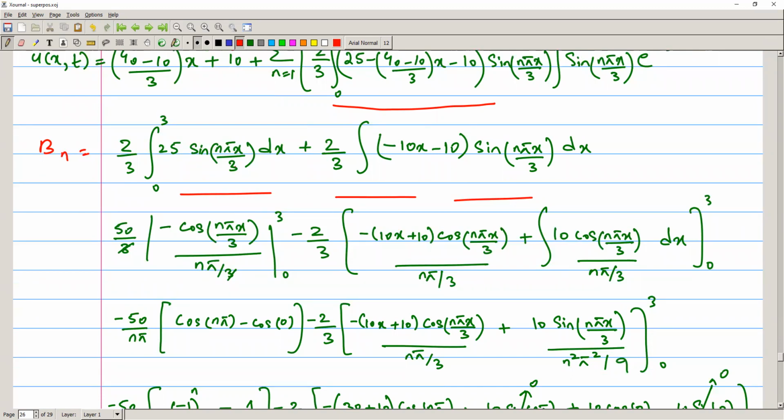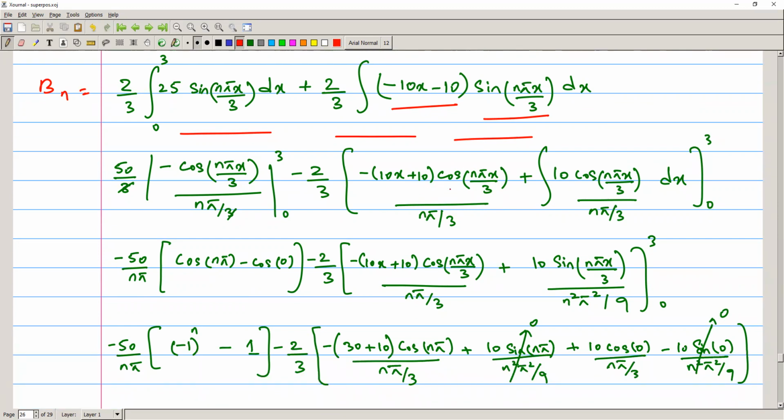So the integral of sine n pi x over 3 will be negative cosine n pi x over 3 over n pi over 3. And we can take this negative sign outside the integral, so it will be negative 2 over 3. And inside we will integrate using the by parts rule. So we will take this as the first function and this as the second function, and apply the by parts rule. So we will solve this integral.